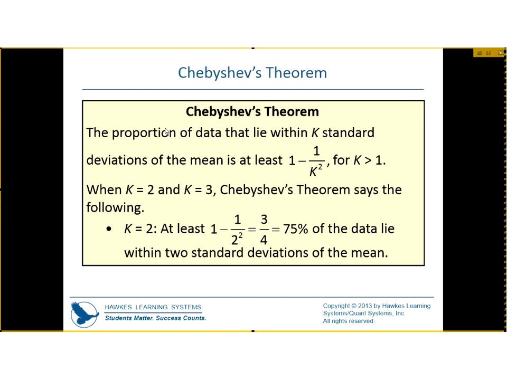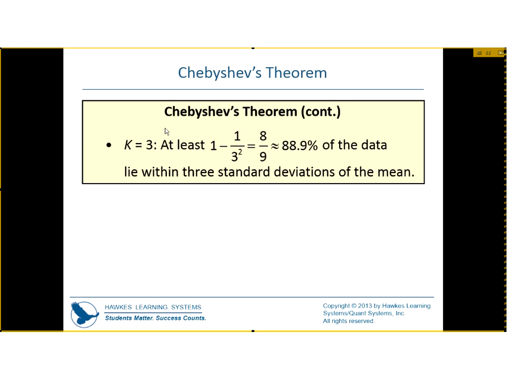So we're going to say the proportion of data that lies within k standard deviations of the mean is at least 1 minus 1 over k squared for k greater than 1. When k equals 2, then at least 75% of the data lie within 2 standard deviations of the mean. If k is 3, then we say 88.9% of the data lies within 3 standard deviations of the mean.